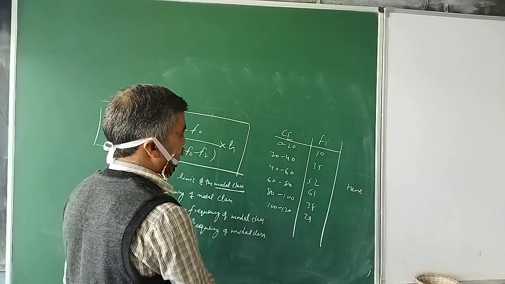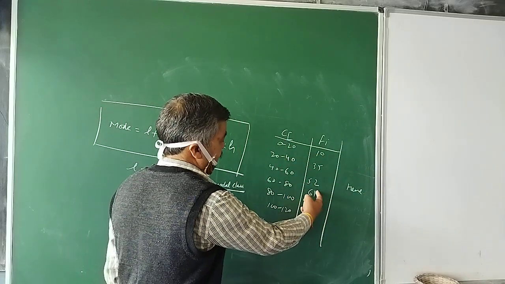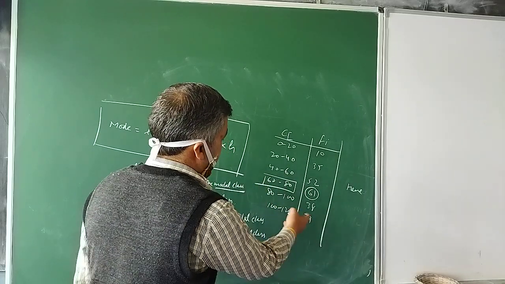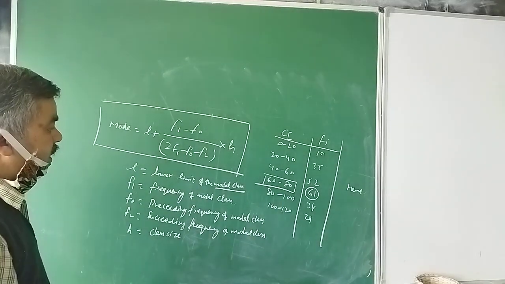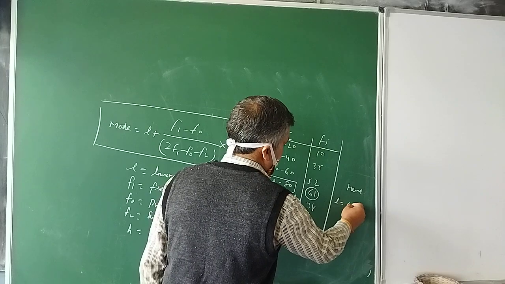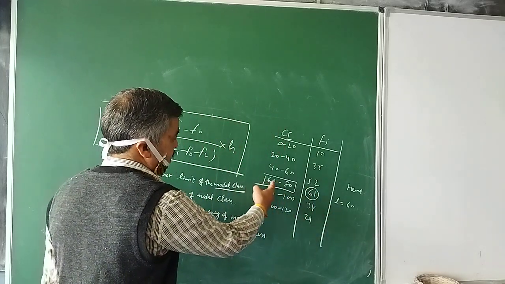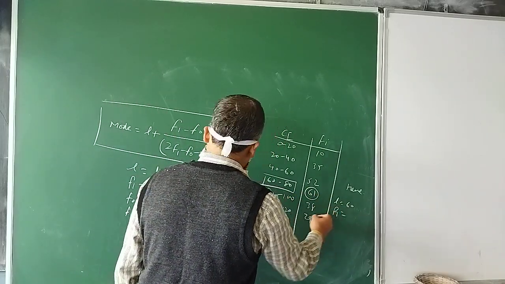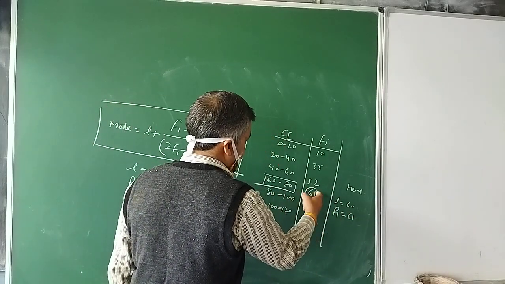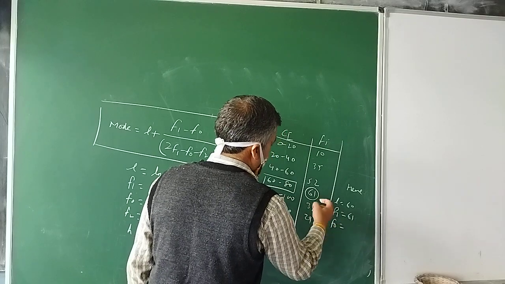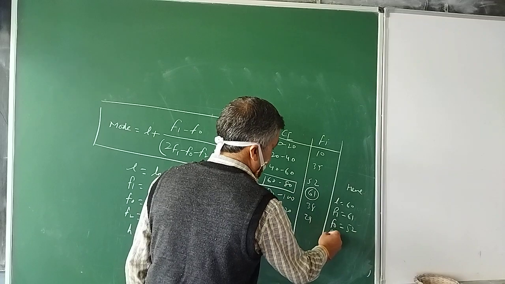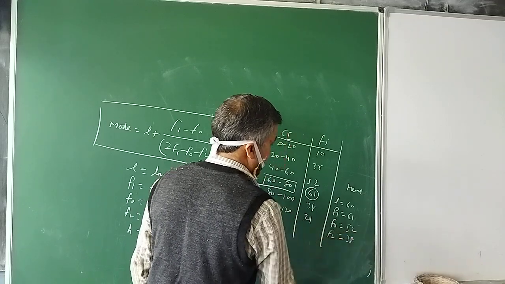First of all, what is the modal class? The highest frequency you can see is 61. Against that 61, you can see the modal class is 60 to 80. So then you will be writing L is equal to 60, the lower limit of the modal class. The frequency of the modal class is F1, that is equal to 61. The preceding frequency F0 is equal to 52. And the succeeding frequency F2 is equal to 38.